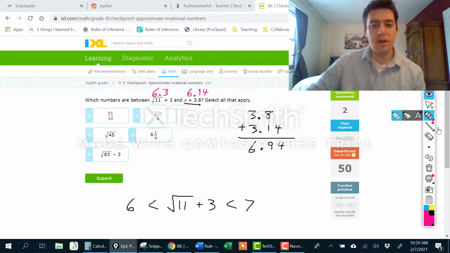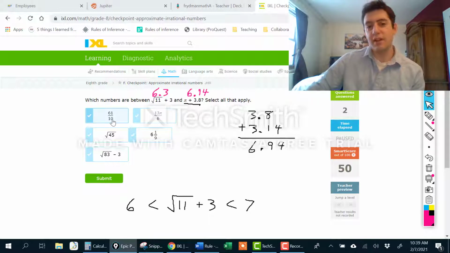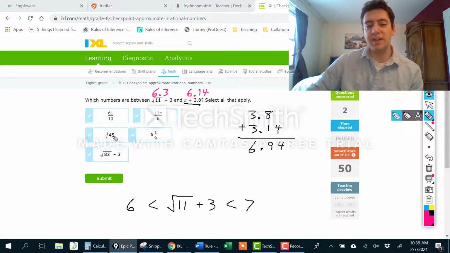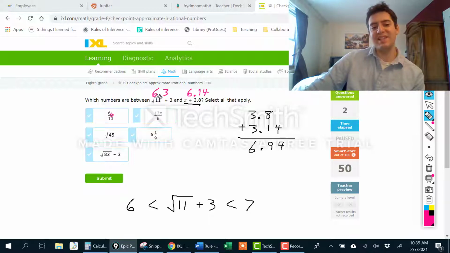So 61 divided by 10, I know that's just 6.1. If I'm dividing something by 10, I just take the decimal point and move it one space to the left. So that would give me 6.1, which is less than 6.3. So it's not going to be between these two values.